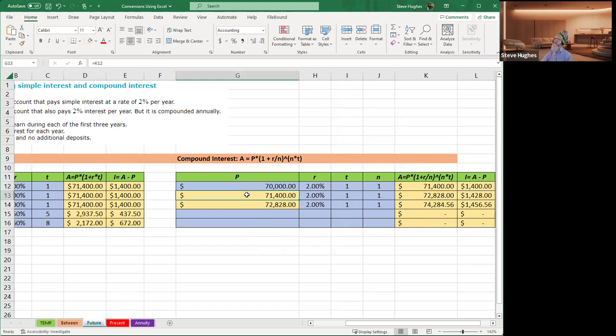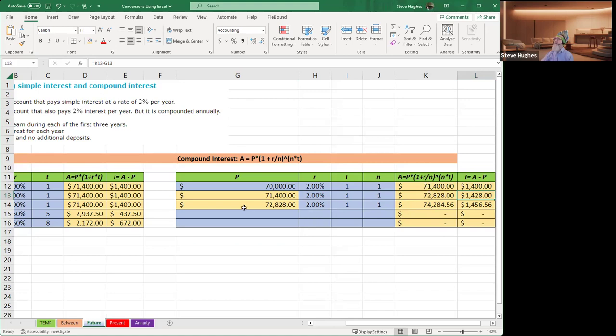Now on this one, check it out. This gold cell here is a formula. It says K12. What does that mean? It's taking the future value at the end of that first year, 71,400. Compound interest computes interest on interest, so I add that 1,400 in. The same 2%, the same 1 year, the same N is 1 because it's compounded annually. Now I just dragged this formula down, and everything is computed for you. Once you type it one time, drag it down.